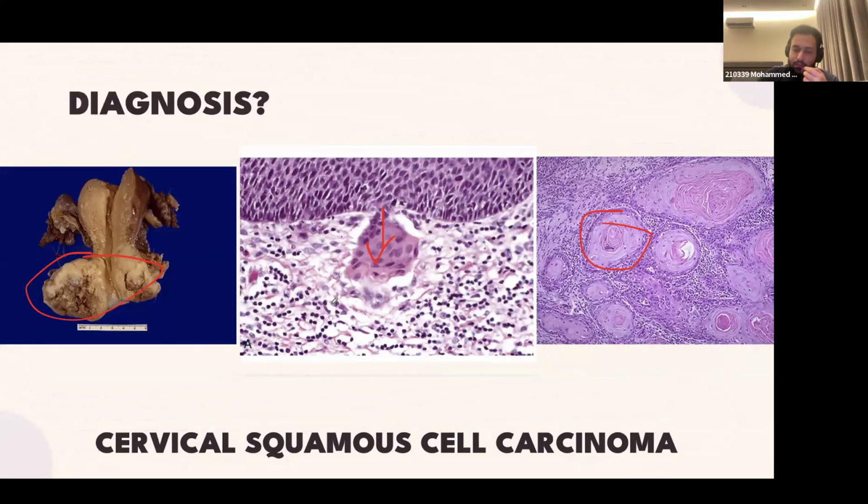Another thing important to remember is the staging, in terms of the locations. Stage 1 is confined to the cervix. Stage 2 expands beyond the cervix, however, it does not go to the lower vagina. Stage 3 goes to the lower vagina. Stage 4 goes everywhere else. Okay, that's basically the staging of cervical cancer, and the treatment is obviously surgical mostly.